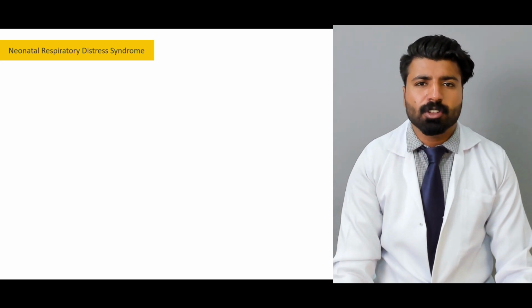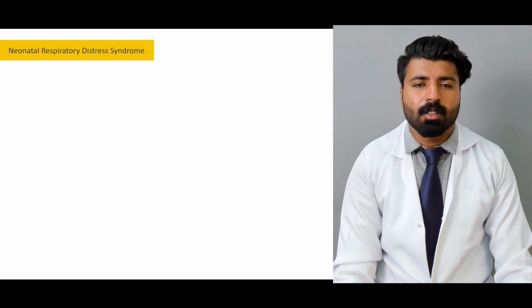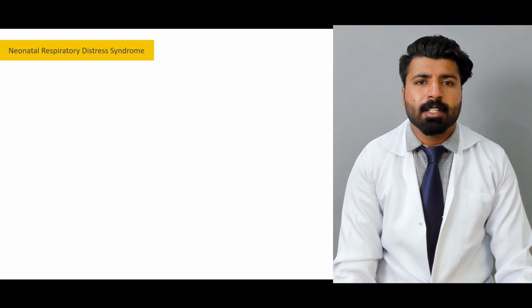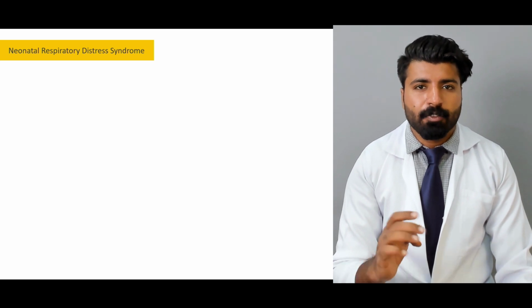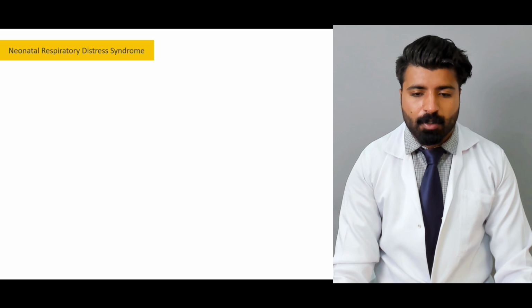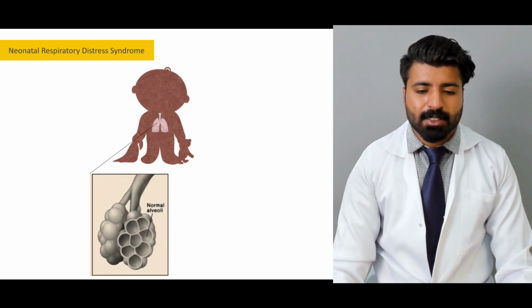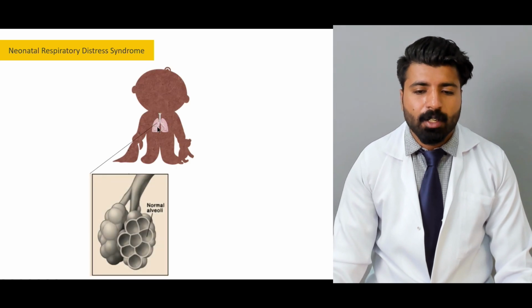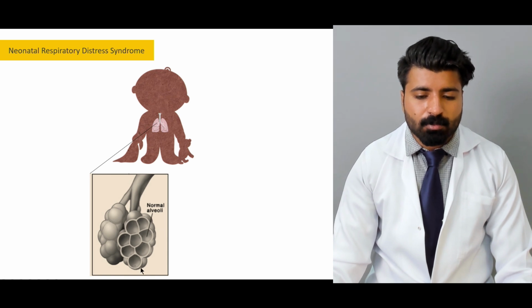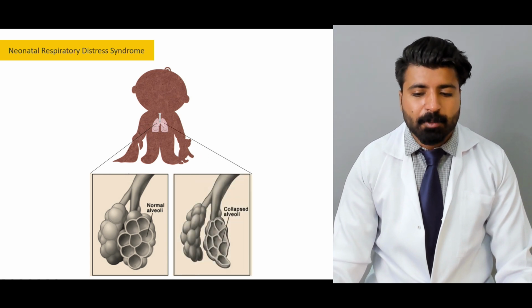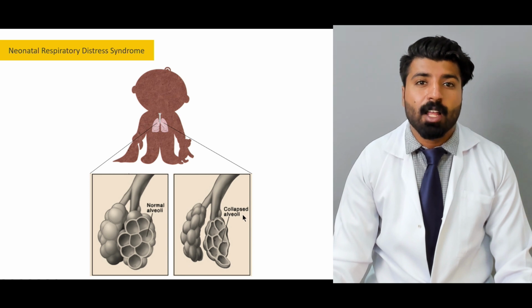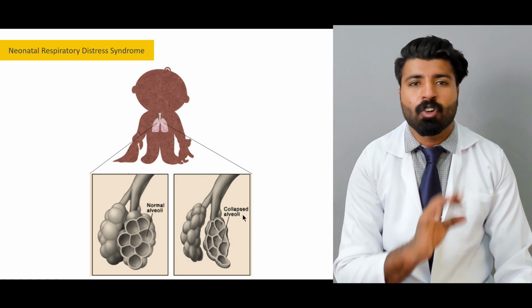There can be multiple causes of this happening. This can happen in any pregnancy which is preterm. We're going to talk about the factors which are responsible for it. First of all, as you can see, this is a neonate. If you look at the lungs, this will be the look of a normal alveoli, but this will be the look of a collapsed alveoli. Collapsed because the surface tension is too much and surfactant was not enough.